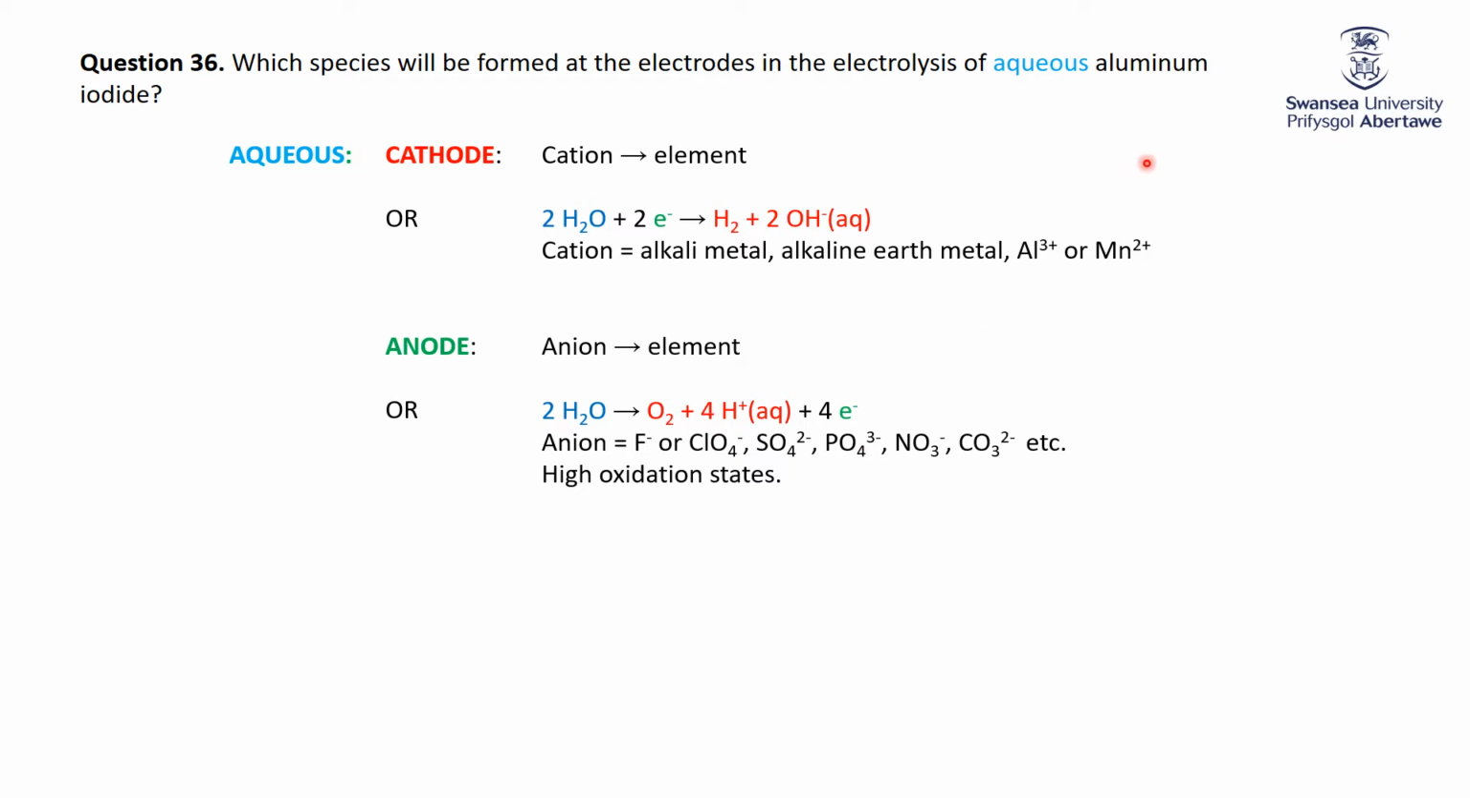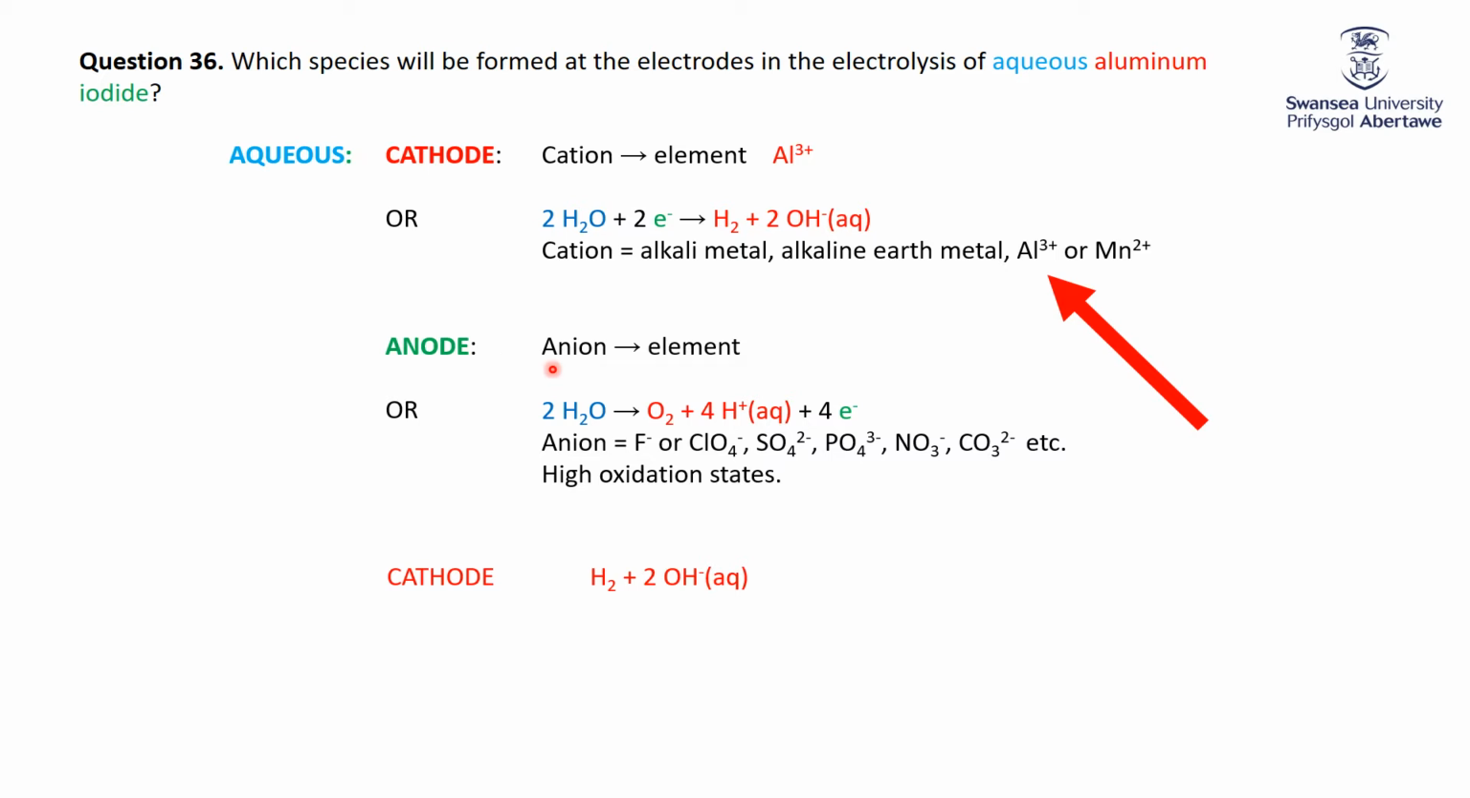So let's have a look at what we're electrolyzing right now. We have aluminium iodide. The cation is aluminium 3+. There's aluminium 3+ right there. It's very, very hard to reduce aluminium 3+. So instead, you reduce water. So thus, at the cathode, your products will be H2 and hydroxide.